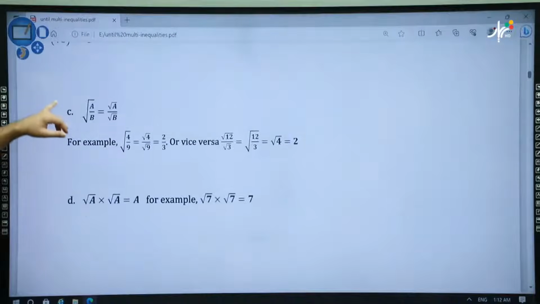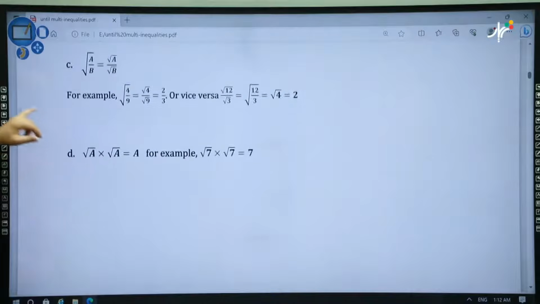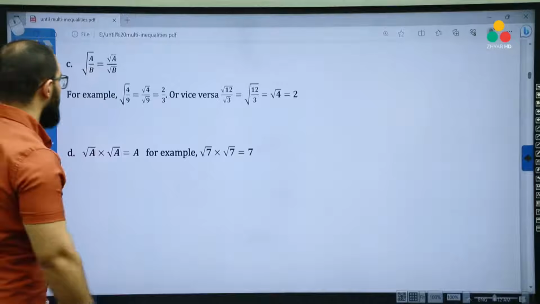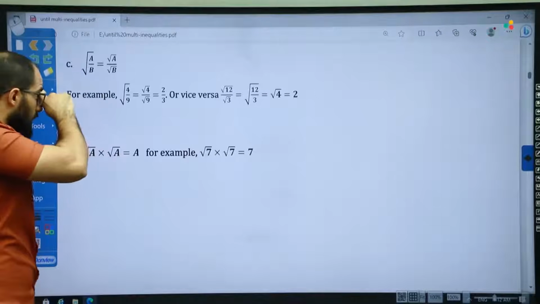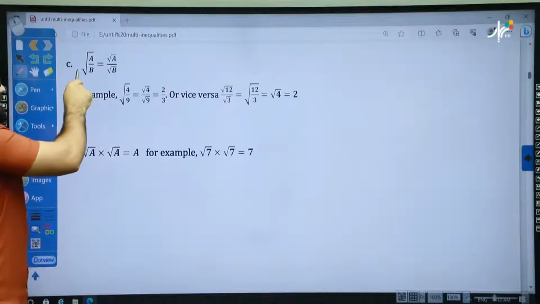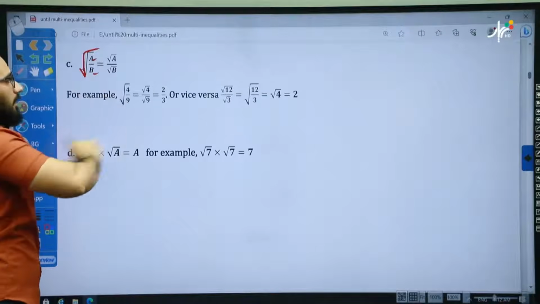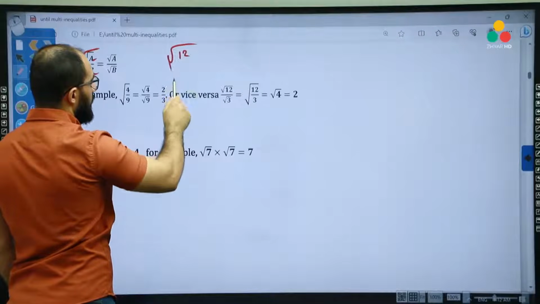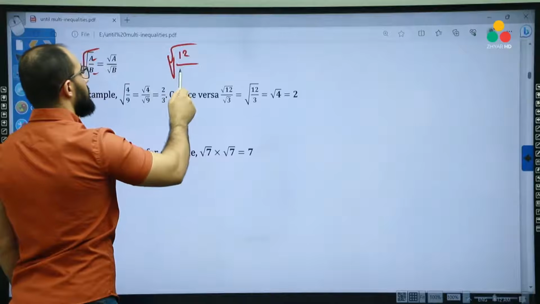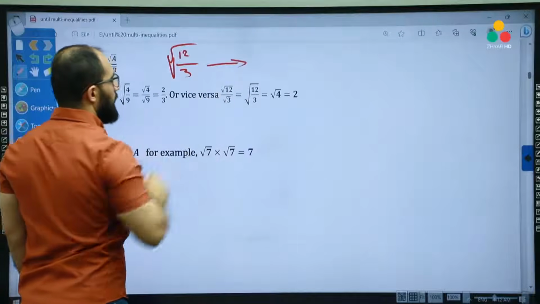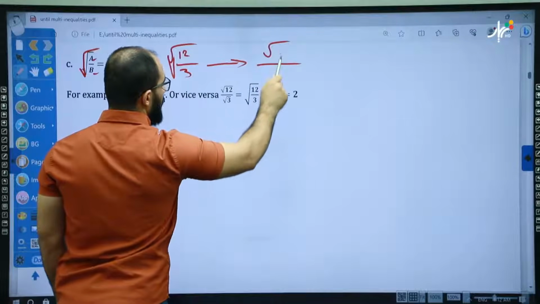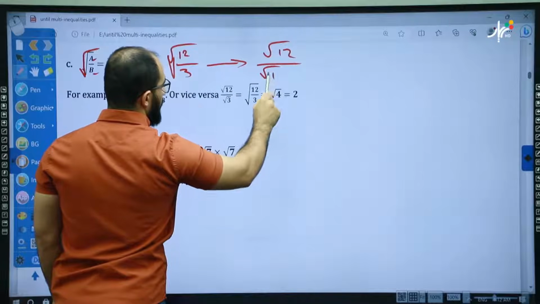The third rule is for dividing. It says the square root of a divided by b is equal to the square root of a divided by the square root of b. Again, as with the product formula, we can distribute the square root to both of them. It means, let's say you have the square root of 12 over 3. Then we can distribute the square root to numerator and denominator. It's going to be the square root of 12 over the square root of 3.